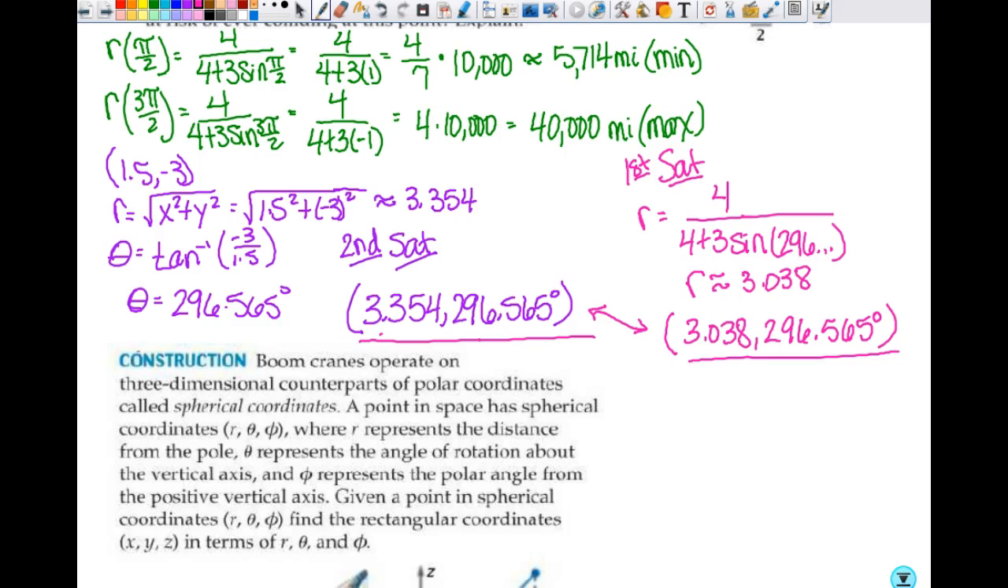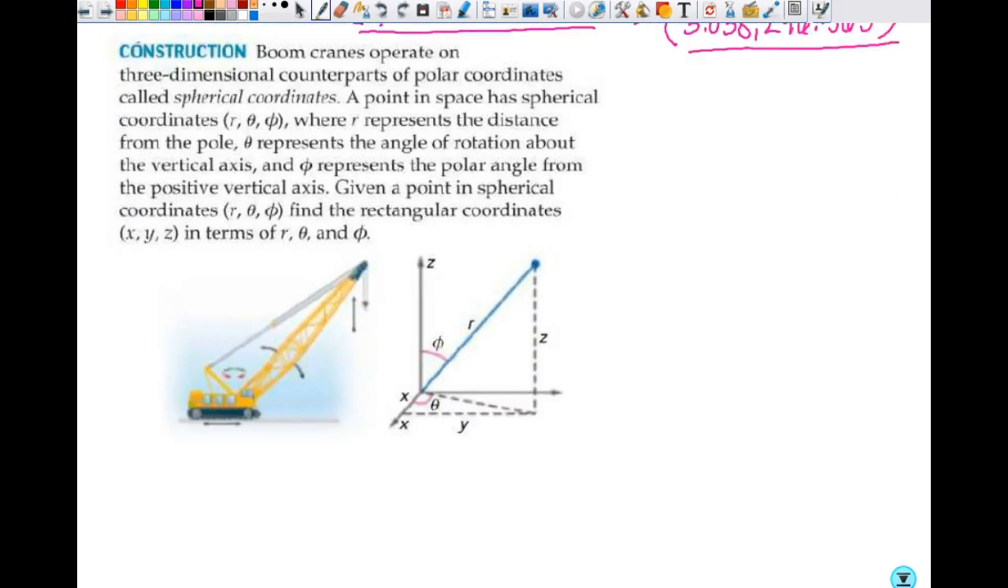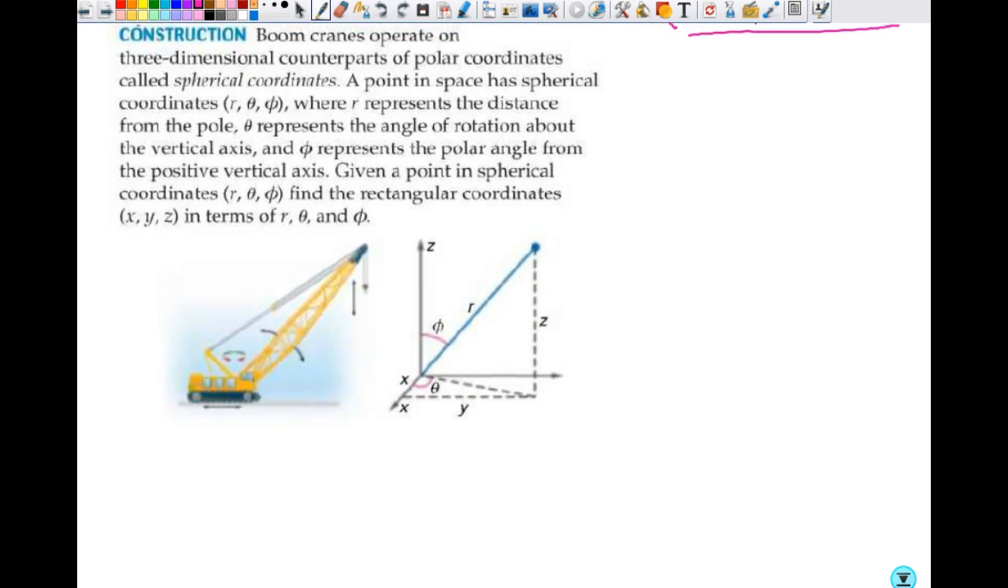All right. Now I want you to look at this construction model down here. It says boom cranes operate on 3-dimensional counterparts of polar coordinates called spherical coordinates. A point in space has a spherical coordinate of this right here. That's r, theta, phi, so you know that this is phi, where r represents the distance from the pole, it's the radius, theta represents the angle of rotation about the vertical axis, and phi represents the polar angle from the positive vertical axis. So given a point in spherical coordinates, find the rectangular coordinates.